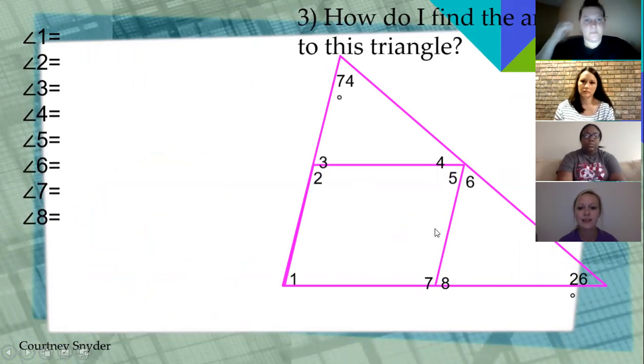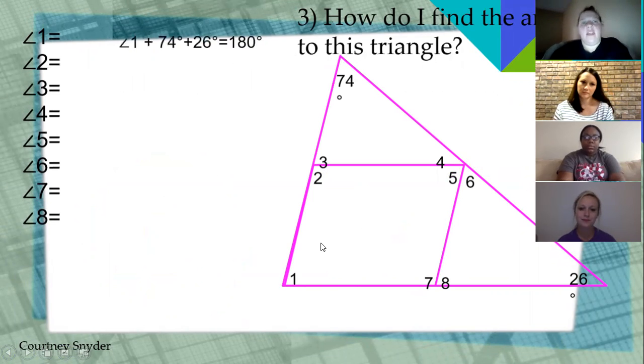Courtney, how do I find the angles to this triangle? That is a good question. So we are going to start with angle 1, and we see that this is one big giant triangle. And we know, as Sarah told us earlier, that the angles of a triangle all add up to be 180 degrees. So we're going to add 74 plus 26 together, and we're going to subtract it from 180. 74 plus 26 is 100, and when we subtract it from 180, that gives us 80 degrees for angle 1.